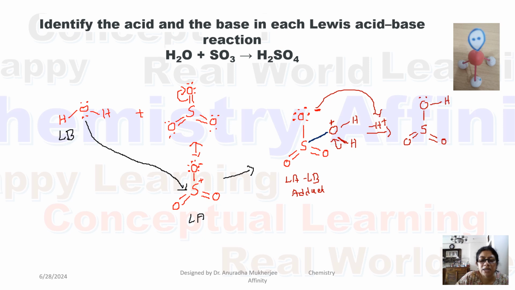So now oxygen has 2 lone pairs and another oxygen has OH. So this one is a new bond. We can draw this bond using a different color. So now here we can see we are getting sulfuric acid.